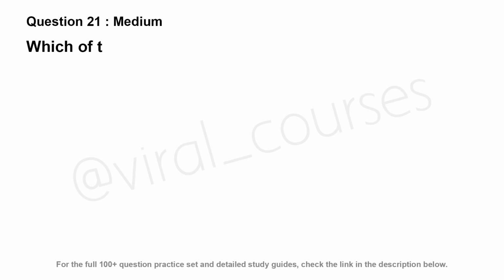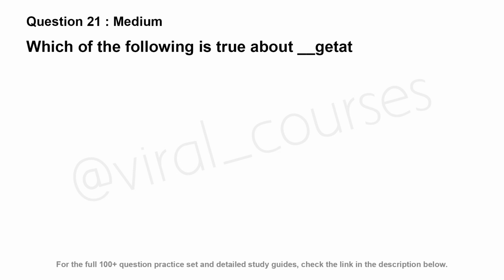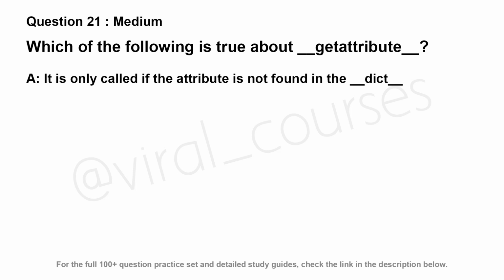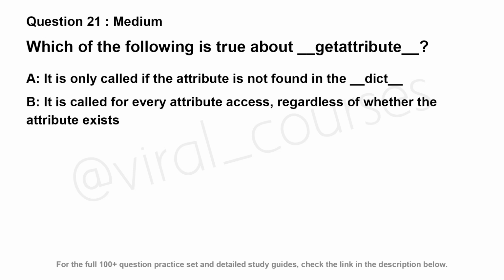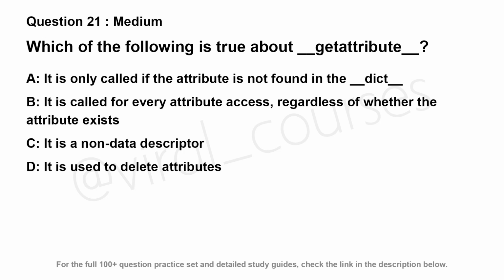Which of the following is true about __getattribute__? Option A. It is only called if the attribute is not found in the __dict__. Option B. It is called for every attribute access, regardless of whether the attribute exists. Option C. It is a non-data descriptor. Option D. It is used to delete attributes.